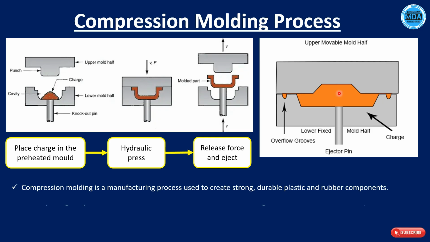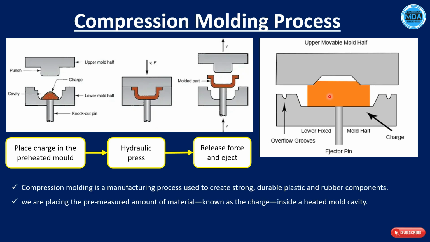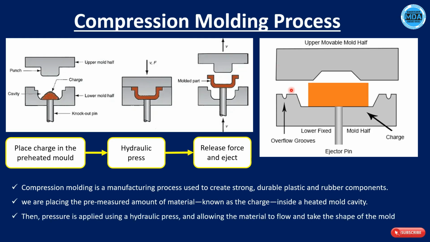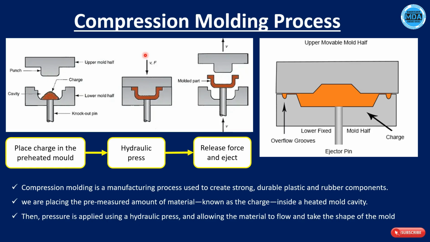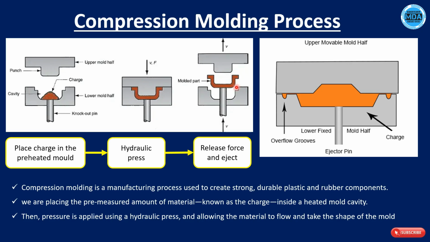We are placing here the charge, which means a pre-measured amount of the material. Some pre-measured amount we will place in the preheated mold. This is the charge inside the heated mold cavity, and then we are pressing. We are applying force and pressing the charge in the mold cavity, and it will form the required shape, depending upon the shape of the cavity.